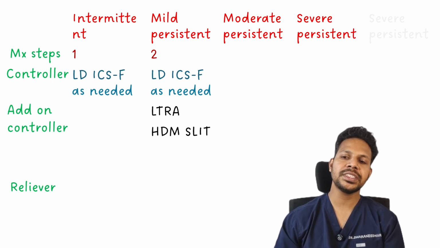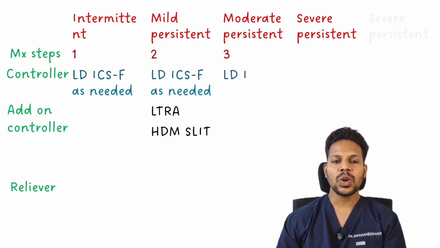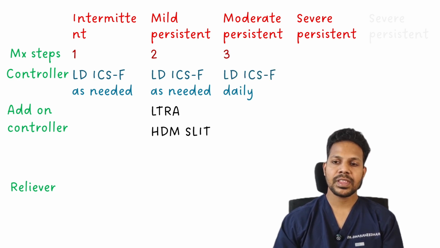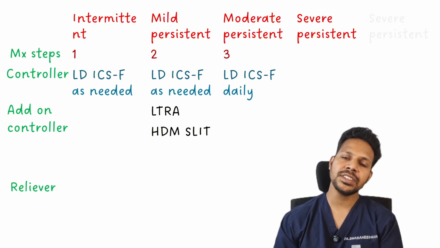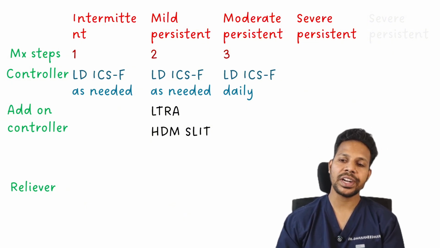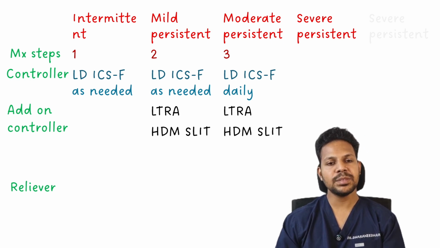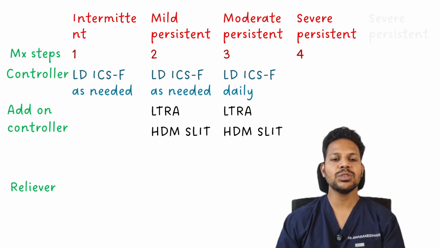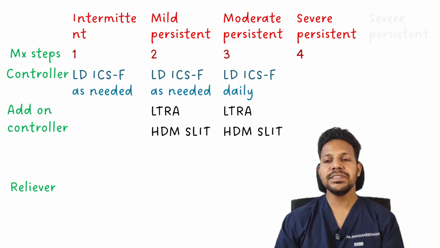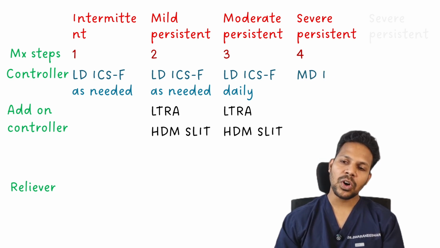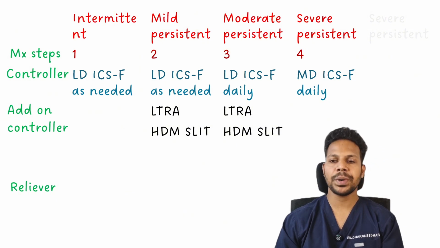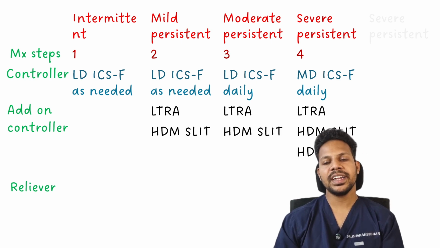In a moderate persistent case, you will use low dose ICS formoterol daily. Starting with the moderate persistent case, you start using the inhaled corticosteroid and formoterol daily, and you can use add-on controllers, which are LTRA, HDM SLIT, and occasionally high dose inhaled corticosteroid. And in severe persistent cases, you can use moderate dose ICS with formoterol daily. You can also use add-on controllers LTRA, HDM SLIT, and high dose inhaled corticosteroids.